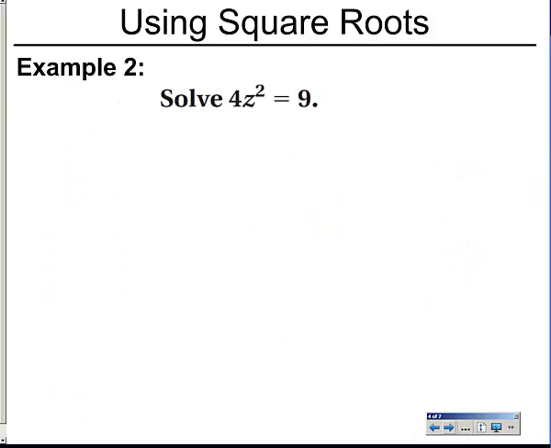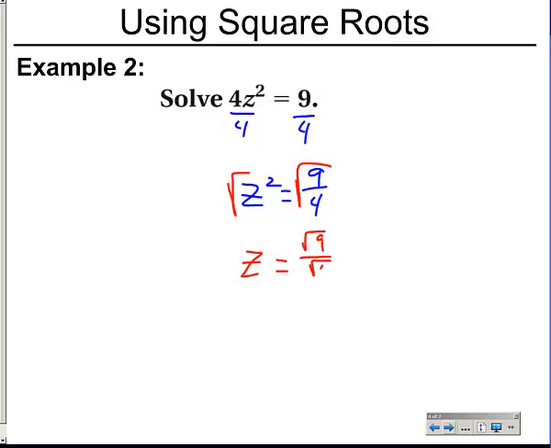Example 2, we're going to go ahead and solve for z. So the first thing we do is divide both sides by 4. And I'm actually going to leave that as a fraction. So I end up with z squared equal to 9/4. I'm going to take the square root of both sides. But when I do that, I can actually take the square root of 9 and the square root of 4, the numerator and the denominator, separately. So it's like we're distributing that square root to the numerator and the denominator. We can do that here because we don't have a plus or a minus inside the problem.